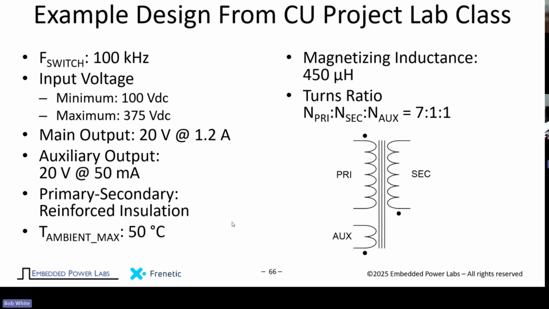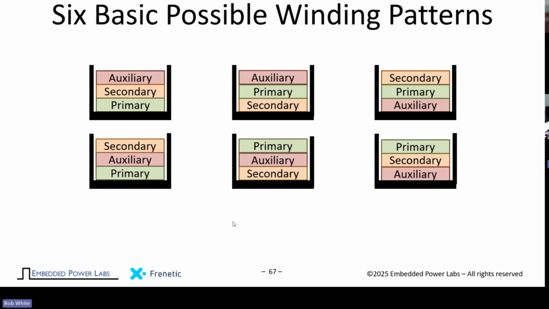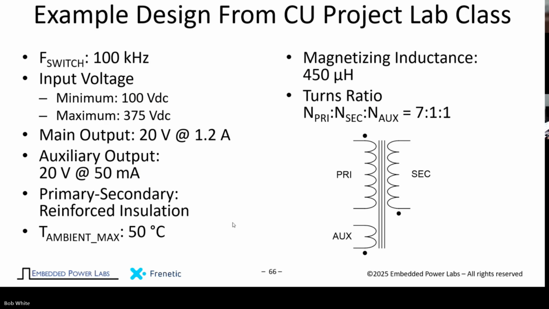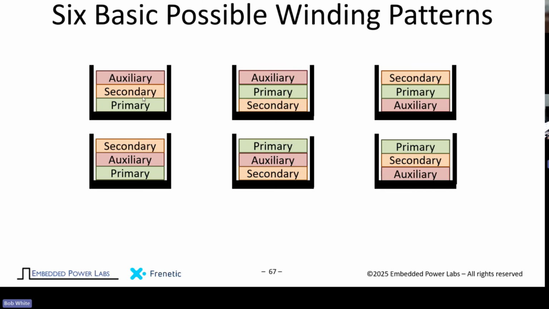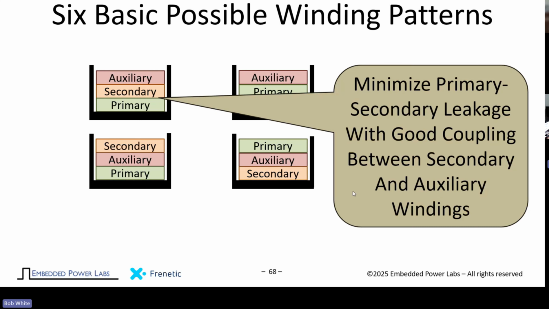Okay. And so when we think about the leakage, how do we minimize it? It comes down to how we arrange the windings. With 3 windings, there's 6 ways you can wind it. Primary, secondary, aux. You could put the aux closest to the core, then the secondary, the primary on the outside. Okay, maybe we're trying to capture all that leakage.